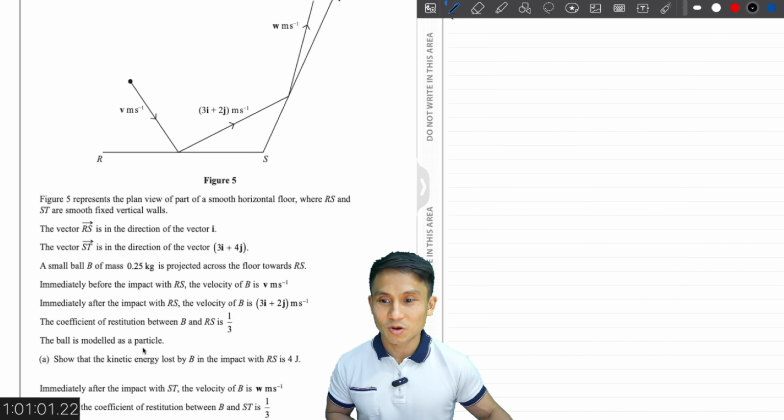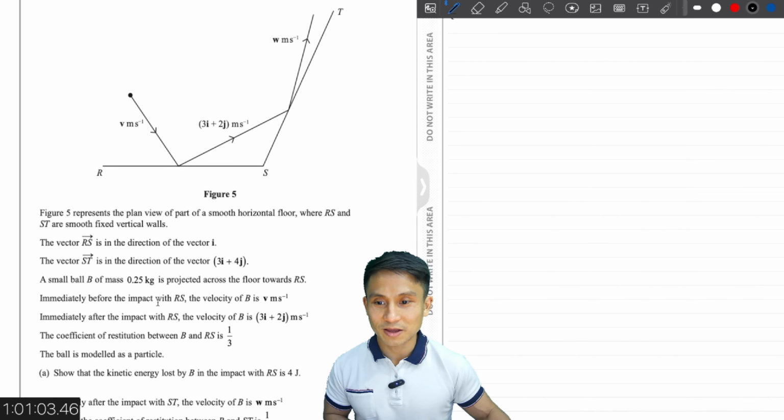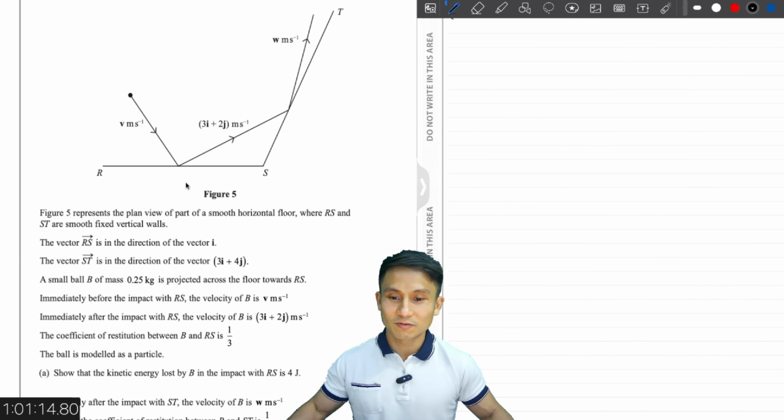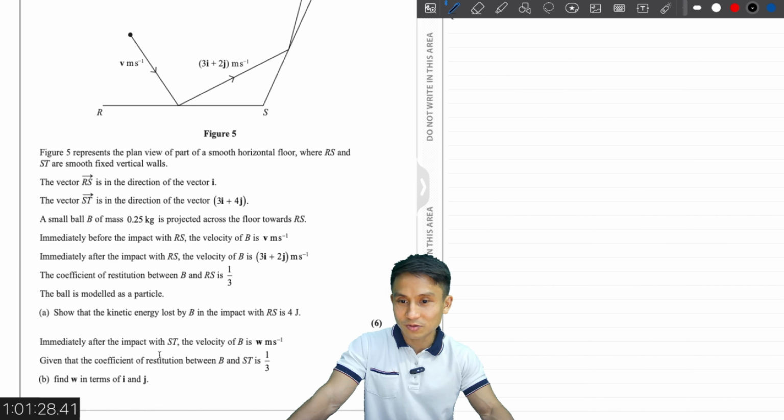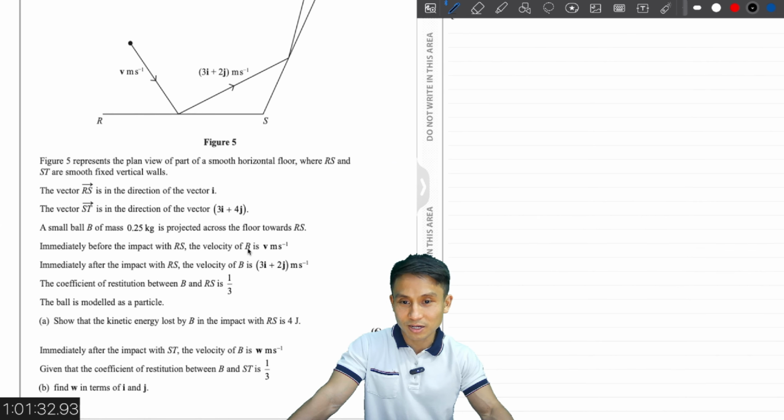A small ball B of mass 0.25 kg is projected across the floor towards RS. At the start here, immediately before impact with RS, the velocity of B is V. Immediately after the impact with RS, the velocity is that. Coefficient of restitution between B and RS is 1/3. The ball is modeled as a particle. Show that kinetic energy lost by B in the impact with RS is 4 joules.